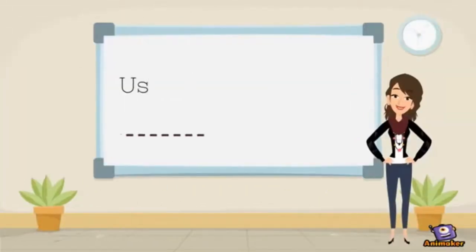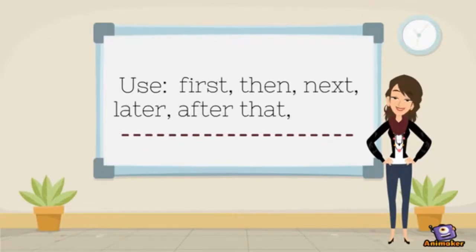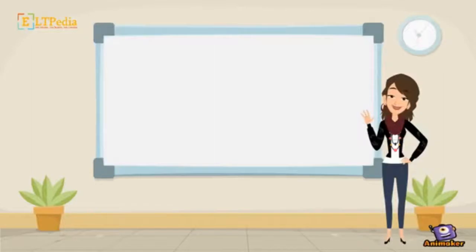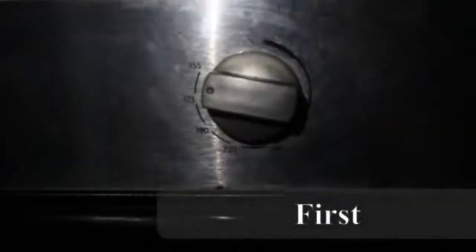Use words such as first, then, next, later, after that, or finally. Verbs relating to cooking: mix, place, blend, mash. First, preheat the oven to 180 Celsius degrees.